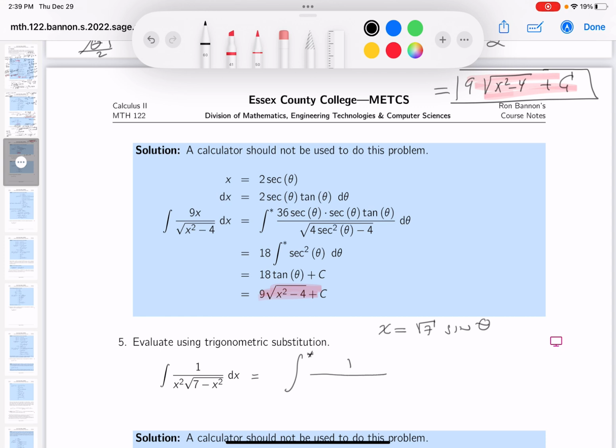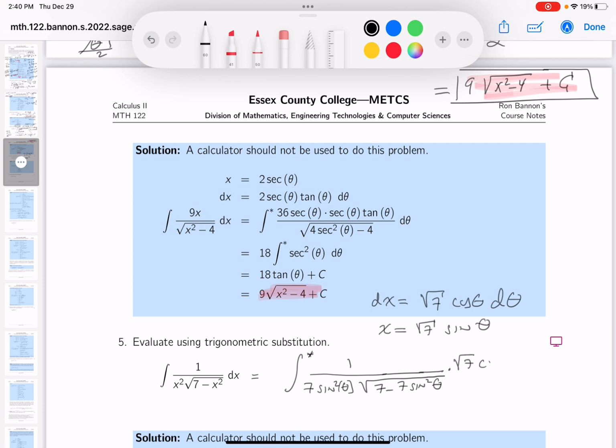Here I get 7 sine squared. And in here I get, let's take a look at that, 7 minus 7 sine squared theta. And now I've got to do the dx. Let me write that down for you. dx is going to be root 7 cosine theta d theta.